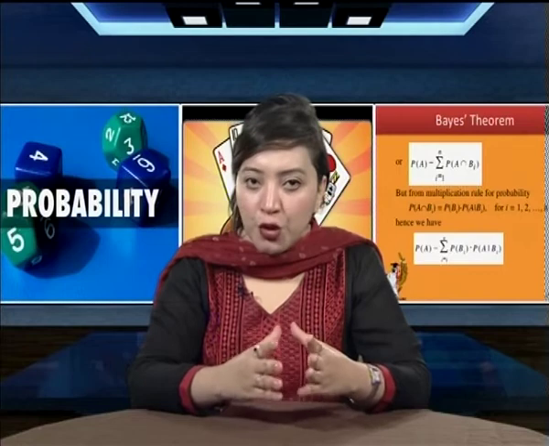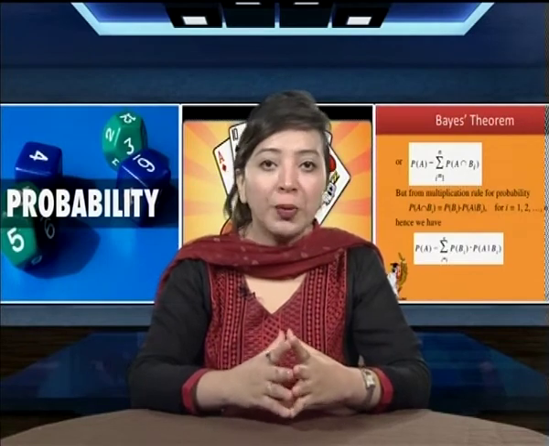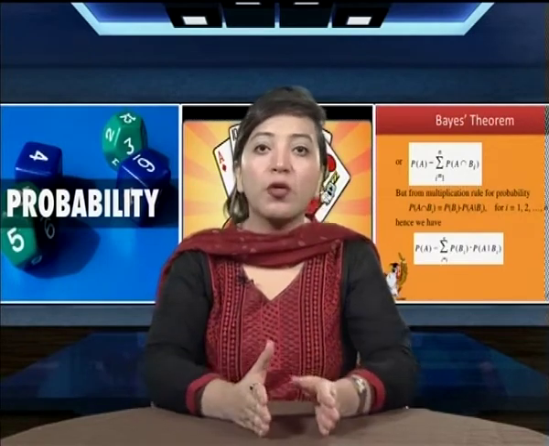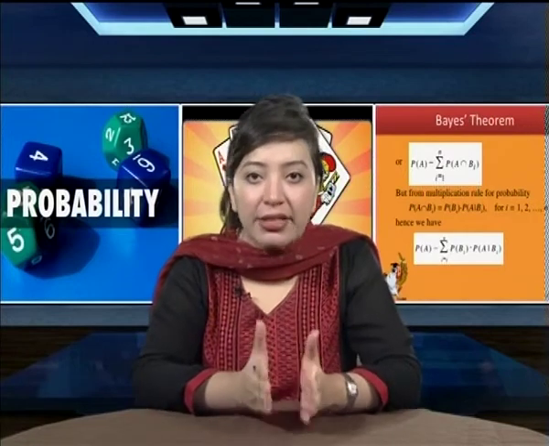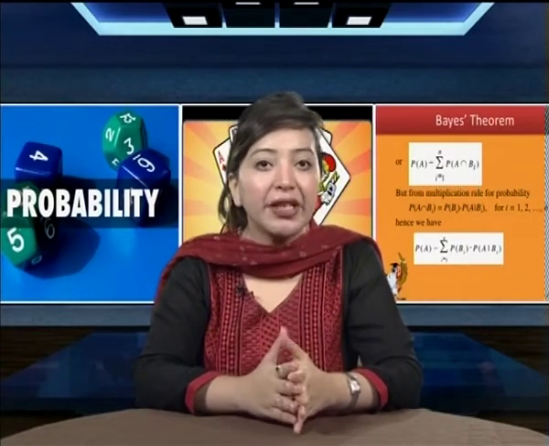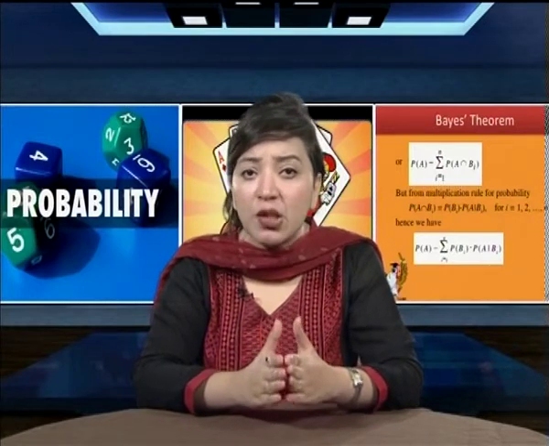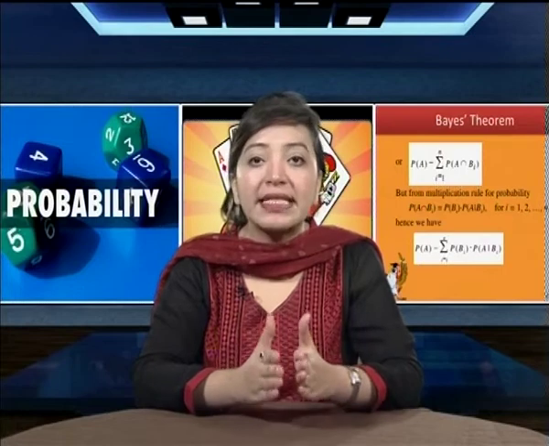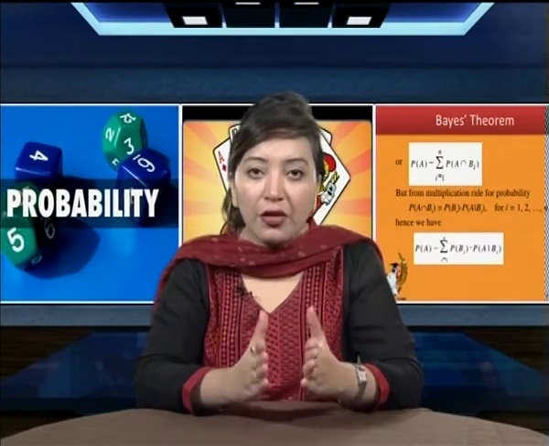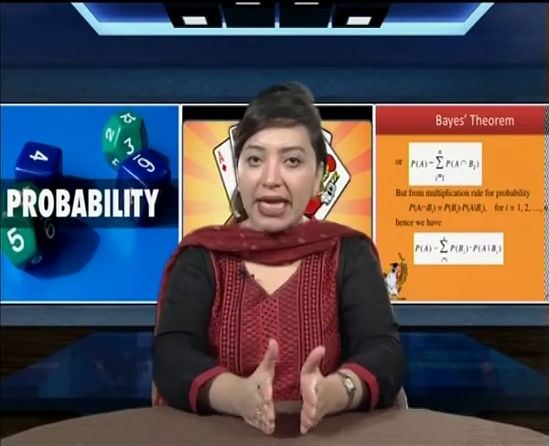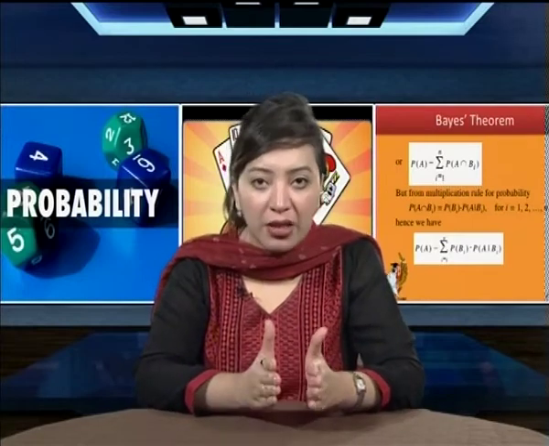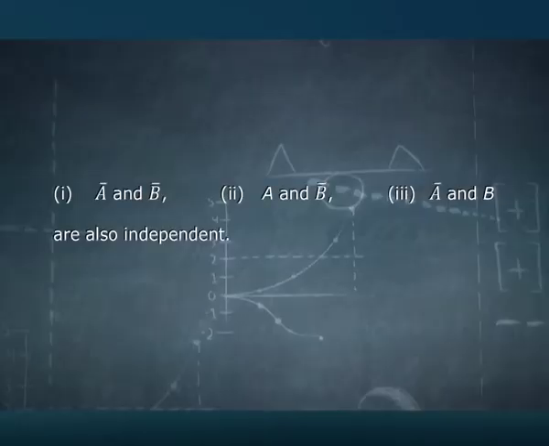Similarly, if we draw a card from a deck of 52 playing cards and replace it before drawing the second card, then the result of the second draw is independent of the first draw. However, if the first card drawn is not replaced, then the second draw is dependent on the first draw. For example, if two events say A and B are independent, then the following events A bar and B bar, A and B bar, and A bar and B are also independent.